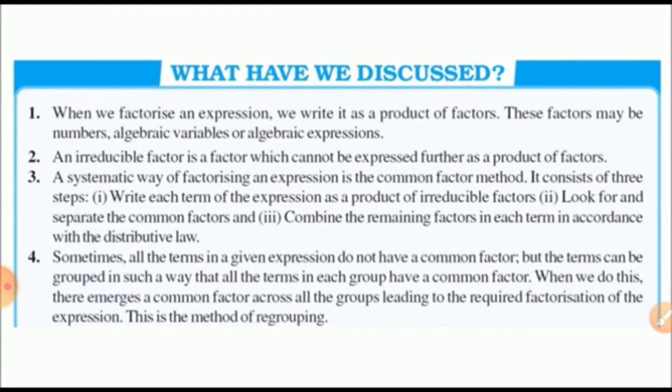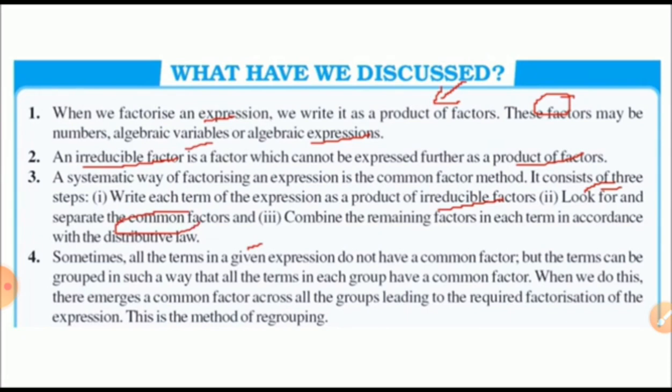What have we discussed? When we factorize an expression, we write it as a product of factors. These factors may be numbers, algebraic variables, or algebraic expressions. An irreducible factor is a factor which cannot be expressed further as a product of factors. A systematic way of factorizing an expression is the common factor method. It consists of 3 steps. 1. Write each term of the expression as a product of irreducible factors.